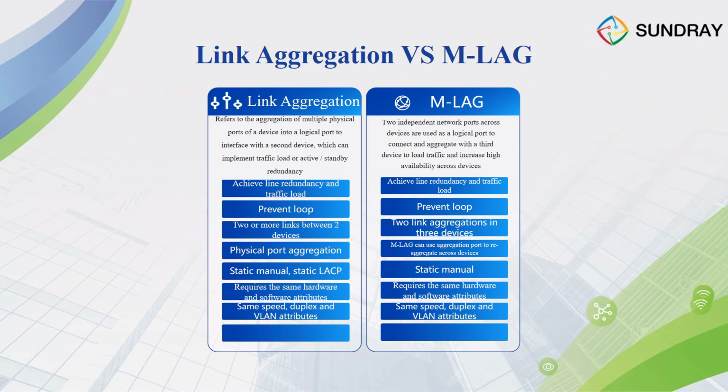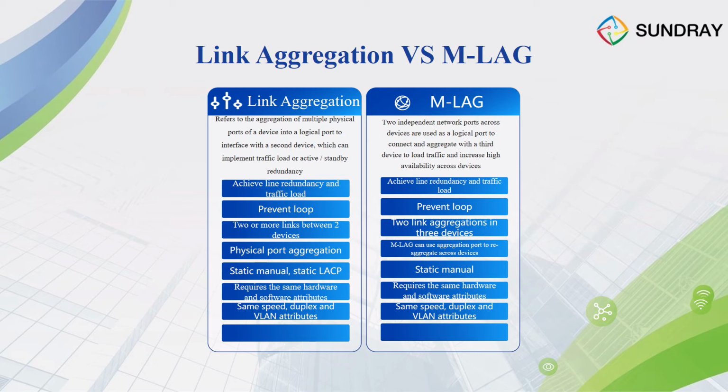Let's see Link Aggregation and MLAG. Link Aggregation achieves redundancy and load sharing, and MLAG is the same. The difference is that Link Aggregation only provides redundancy between one device and another device, with two connections between these two devices. But with MLAG, we have two devices doing the link aggregation. You can see that two devices are link aggregated to a third device.